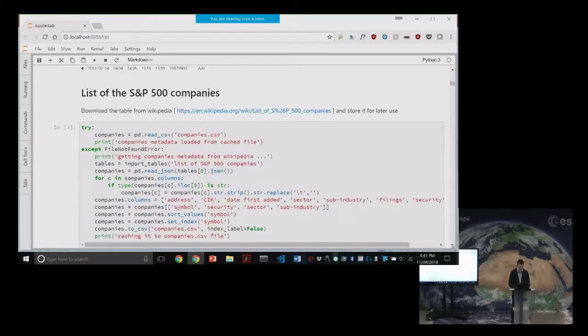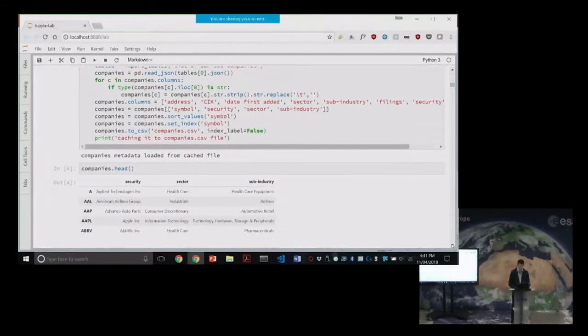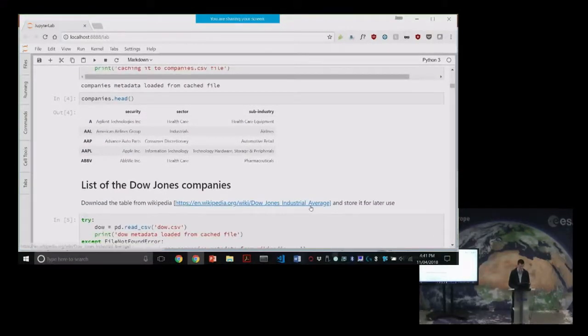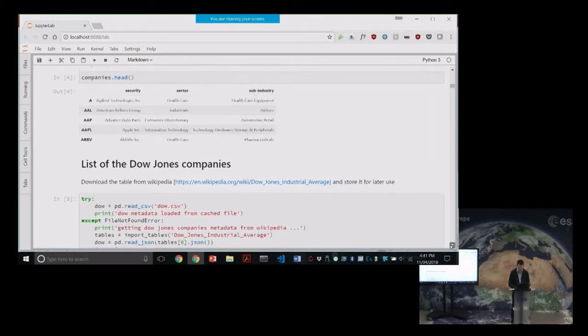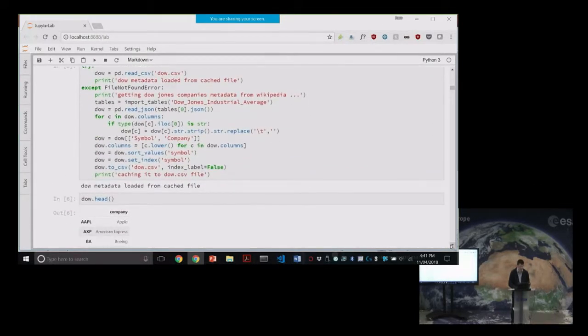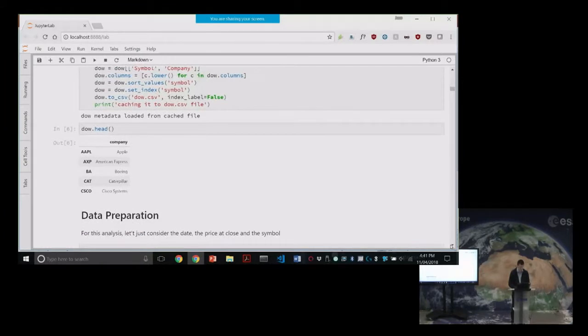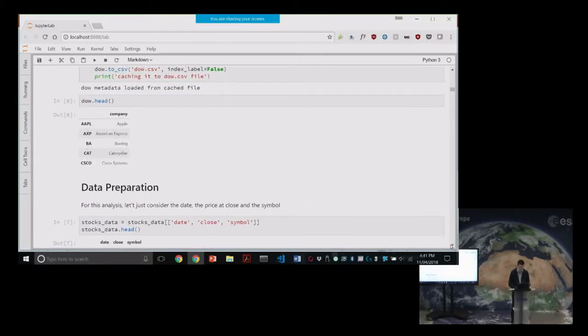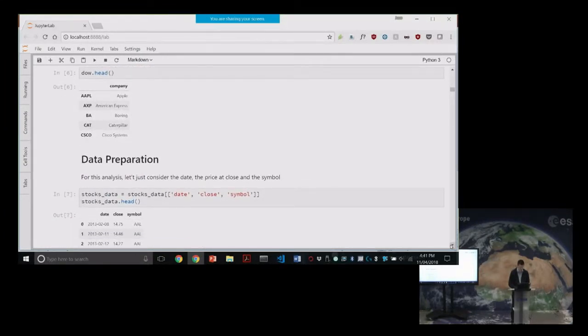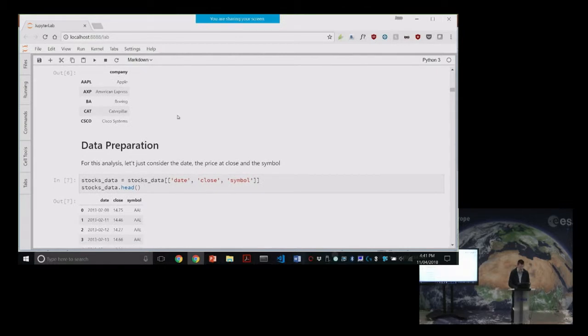And this is some code to get the names from Wikipedia. So now, for instance, we know that AAPL is the symbol for Apple. And this is to get which companies belong to the Dow Jones. So for instance, we have Apple, American Express, Boeing, Caterpillar, Cisco.